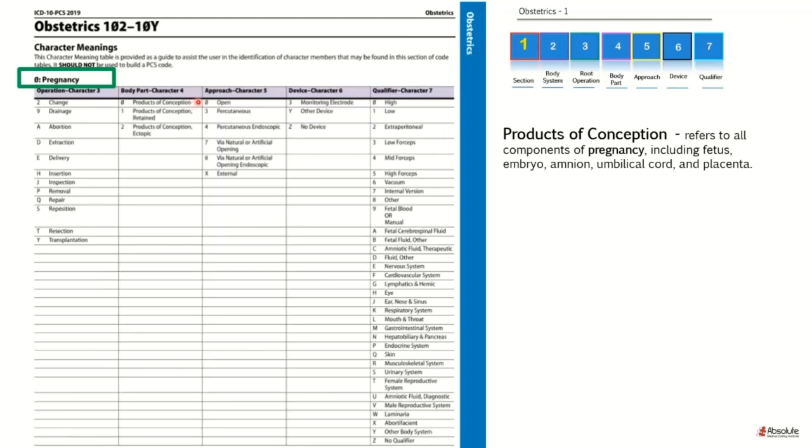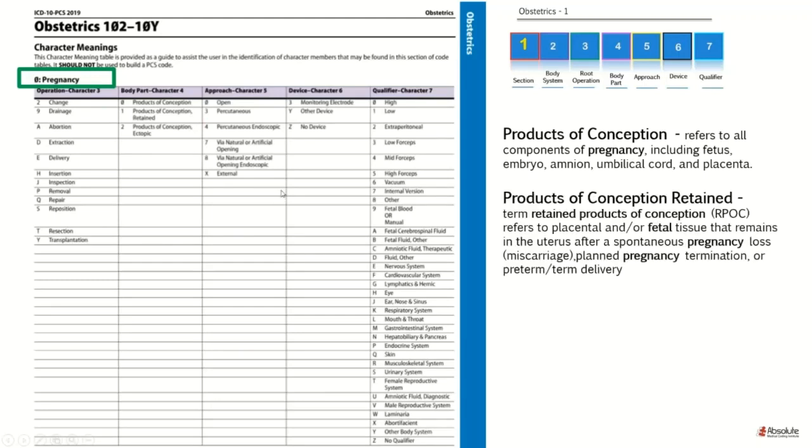So that's what you're coding for. And then next, the products of conception retained. These are products of conception that remained in the uterus after a spontaneous pregnancy or fetal tissue or pregnancy termination and even delivery. And finally, products of conception ectopic. These are products of conception that relate to an ectopic pregnancy. All right, so in other words, products of conception is any tissue caused by or related to the pregnancy. So that's what you're coding for in the obstetrics section.